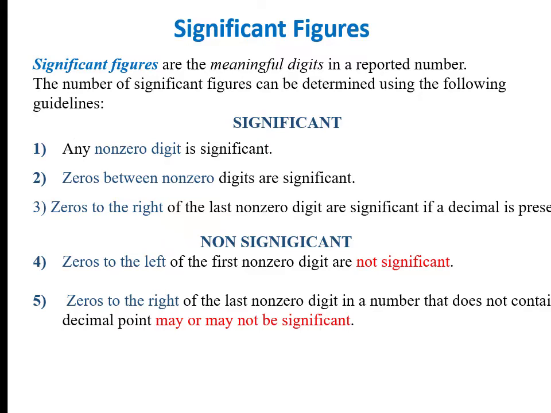So which digits are non-significant? All the zeros to the left of a non-zero digit, and then zeros to the right when you don't have a decimal point. That is actually an ambiguous situation, and the definition depends on which kind of reference system you're using. So let's look at some examples of this.